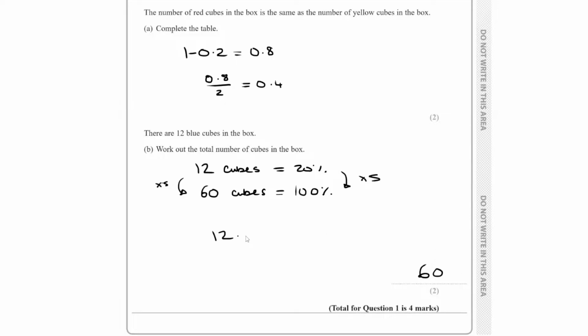Now, you can do 12 divided by 0.2. That's what I would do if I had a calculator. You can also do this if you've not got a calculator, if you feel comfortable doing so. I probably would just stick to times by 5 because it's non-calculator. I think that's a bit easier.